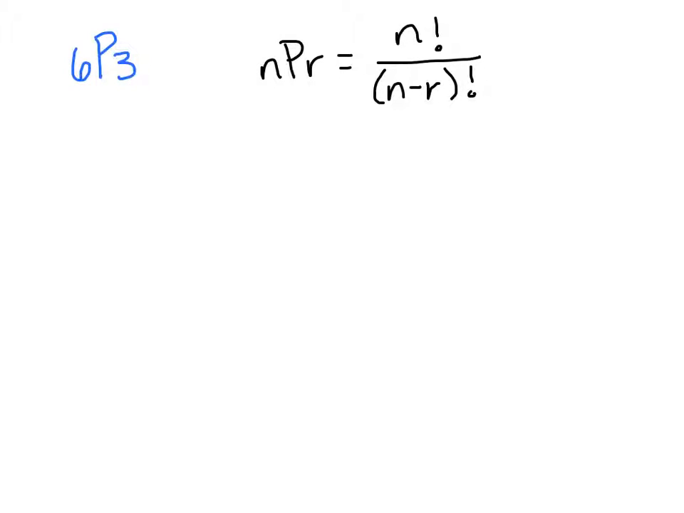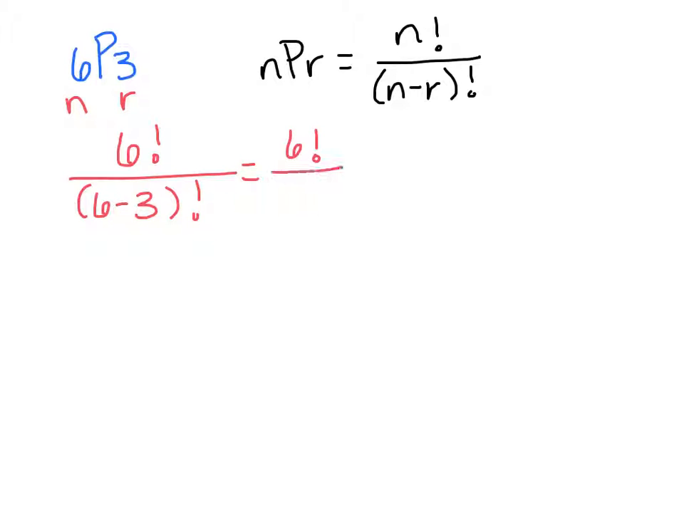With permutation, order matters. The first thing, looking at the formula, this is n, so how many items we have, and we want them to happen 3 at a time. So I'm going to plug into the formula: 6 factorial over 6 minus 3 factorial. The exclamation point is called a factorial. So what we're looking at is 6 factorial over 3 factorial.